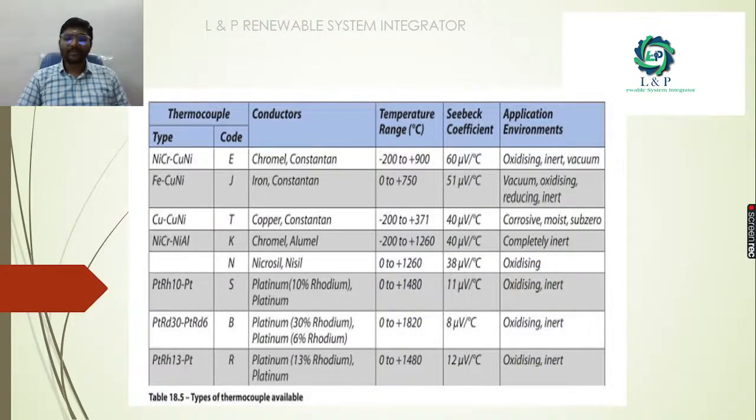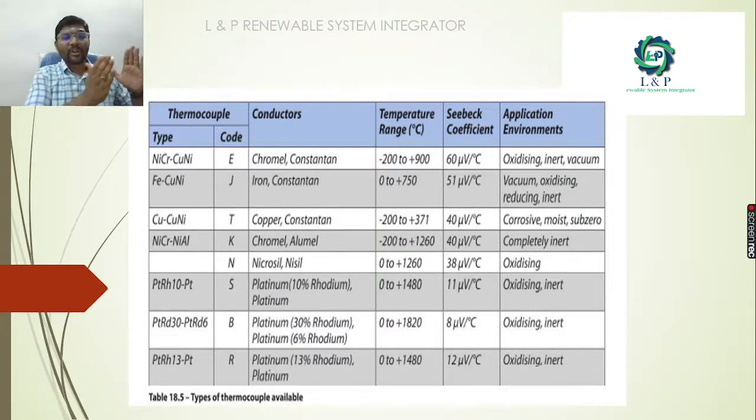So there are different types of thermocouples available in the market. On what basis are we classifying them as different types? Based on the raw material that we are using for creating the thermocouple. For example, nickel chromium and copper nickel combination, we have a thermocouple, because in that one we have conductors, that is chromel and constantan. In that one we had a temperature range from minus 200 degrees Celsius to plus 900 degrees Celsius. Mostly in what application might we be using this? We might be using it for oxidizing, inert and vacuum applications.